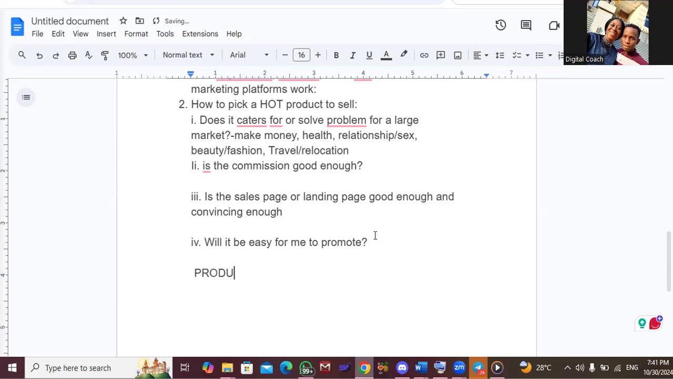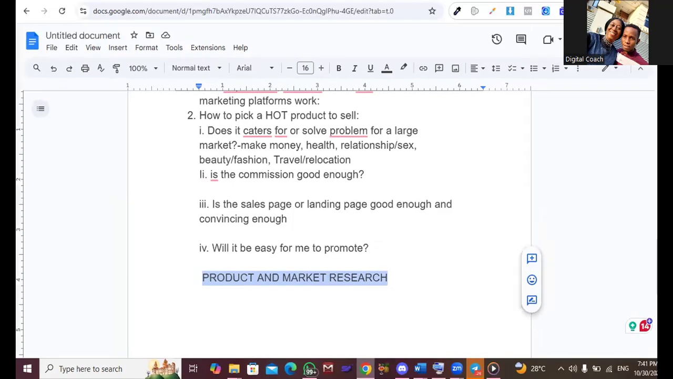Product and market research. You don't just choose a product to start promoting without making a research, right? You have to understand what product the market is in need of. What product is at the moment getting the attention and the vibes of people, right? So that is very, very key.